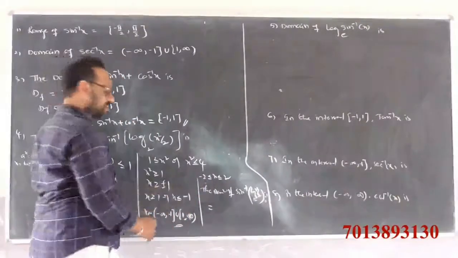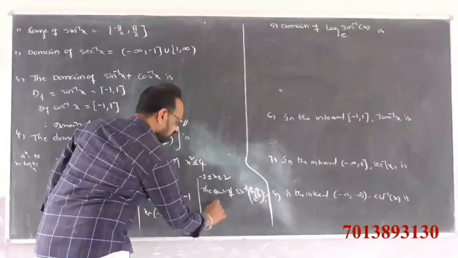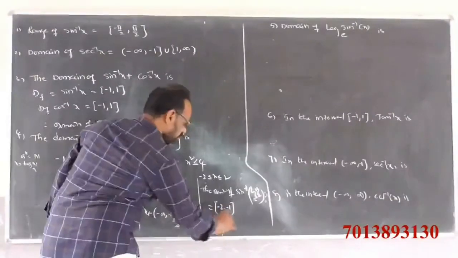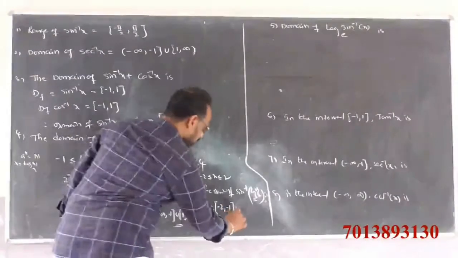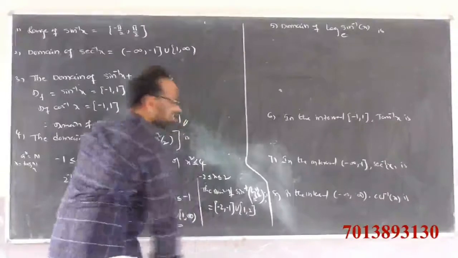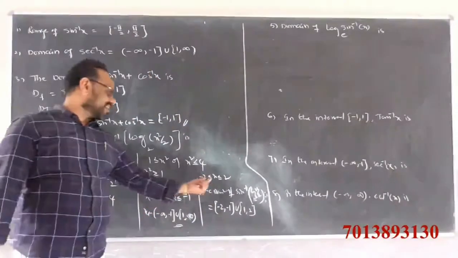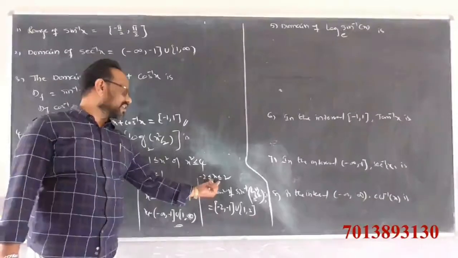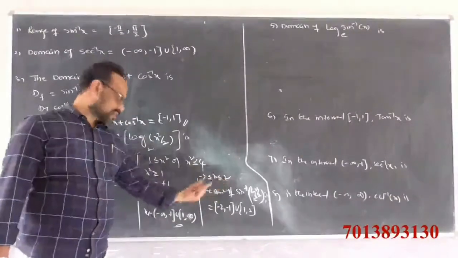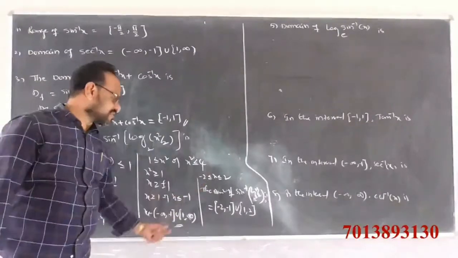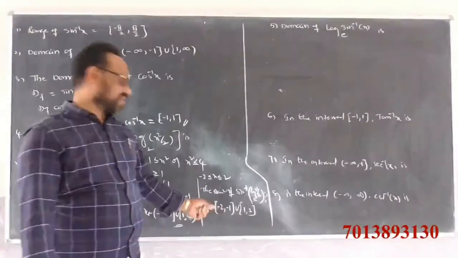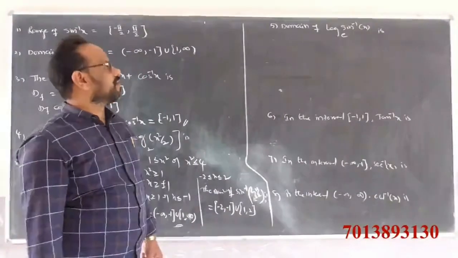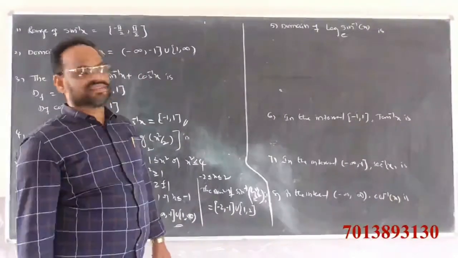The intersection point is clearly: the x domain is closed interval minus 2 to minus 1 union closed interval 1 to 2. Here x square is less than or equal to 4, that is x is lying between minus 2 to plus 2. The intersection is clearly closed interval minus 2 to minus 1 union 1 to 2. Next, what is the domain of log sine inverse x to the base e?